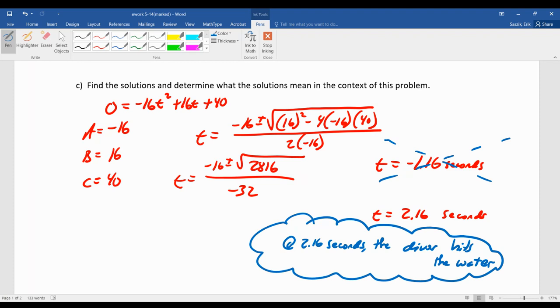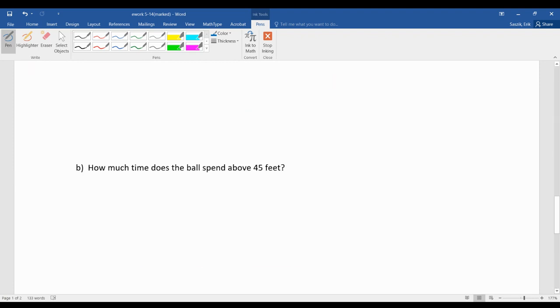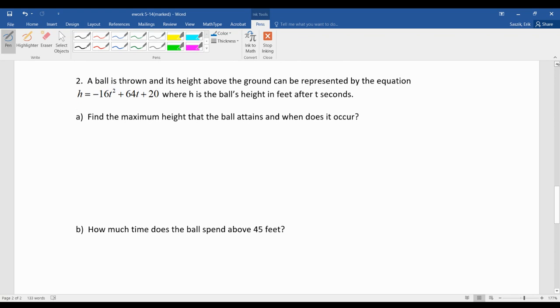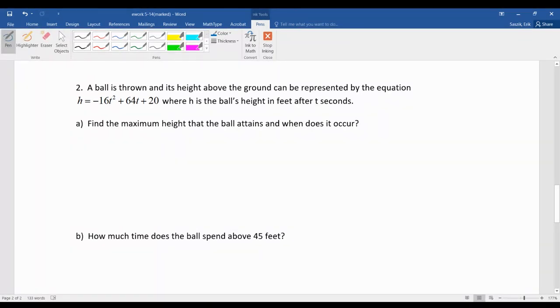Okay, we're going to do one more in the back. Very similar. Instead of a diver, though, we're talking about a ball. Ball's being tossed, and its height can be represented in h feet after t seconds by the equation that's given. Okay. Now it says find the maximum height the ball attains and when does it occur? Remember, maximum height, that means find the vertex. So x, or in this case t, equals opposite b over 2 times a. Okay. Now that's negative 64 over negative 32, which comes out nicely. It comes out to just 2.